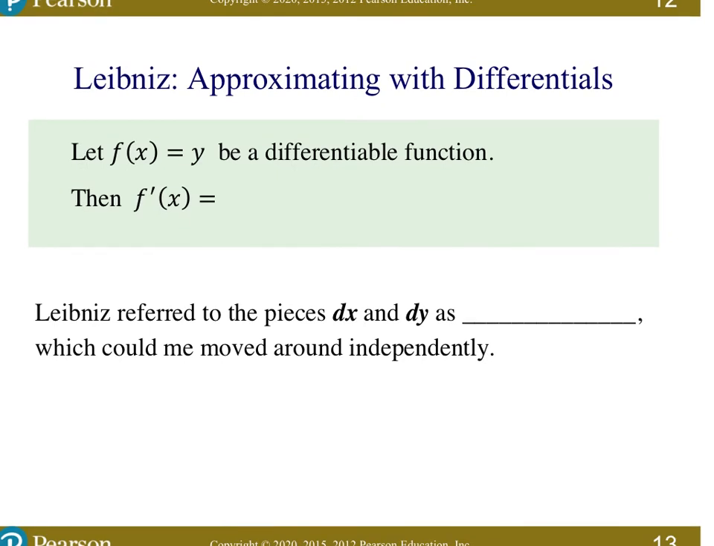Now let's talk about Leibniz. Remember that Leibniz had slightly different notation. So if f of x equals y as a differentiable function, then f prime in his notation would have been dy over dx. Now these pieces, dy over dx, he referred to as what we would call differentials.